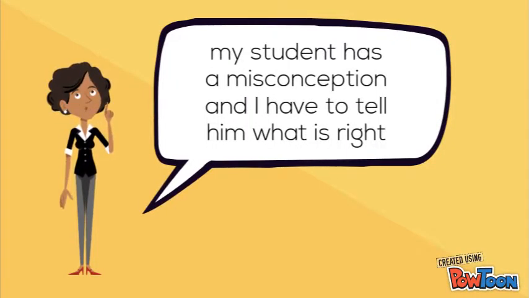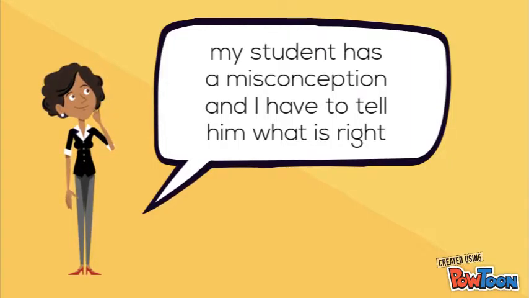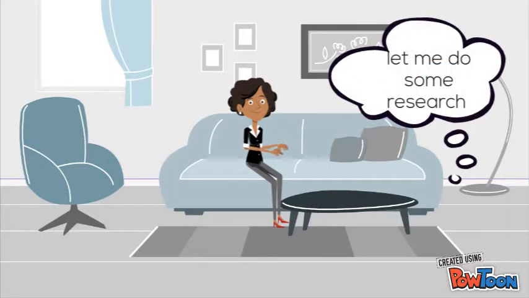After thinking, Miss Fatima figured out that Abdullah has a misconception. So now she has to tell him what is the right thing about the moon. Miss Fatima is at her house now and she is doing a little research for everything that she wants to collect to convince her student Abdullah about the moon.